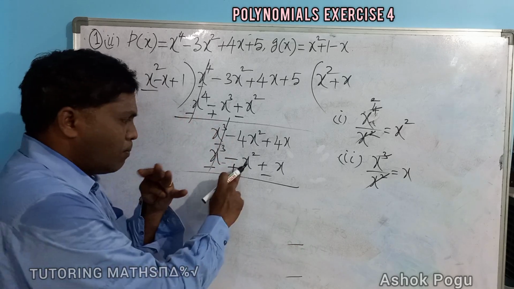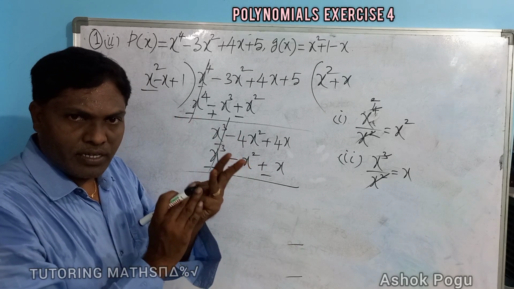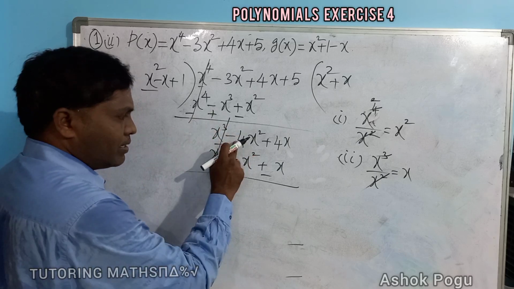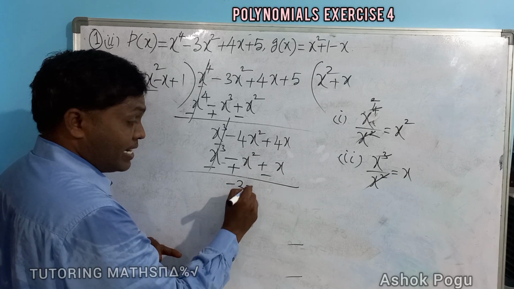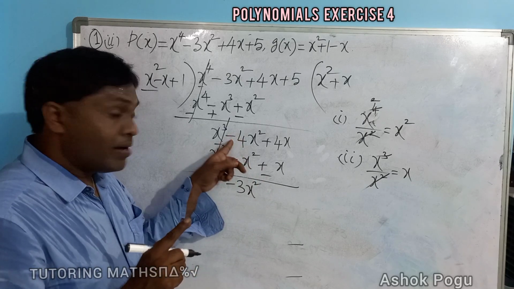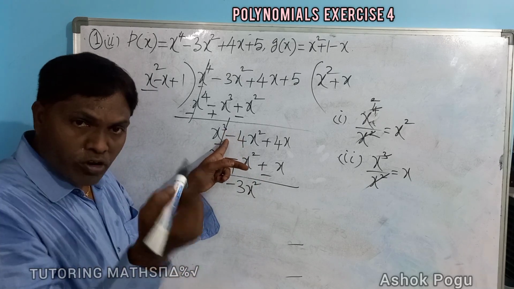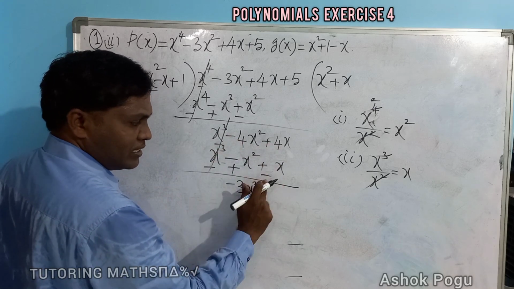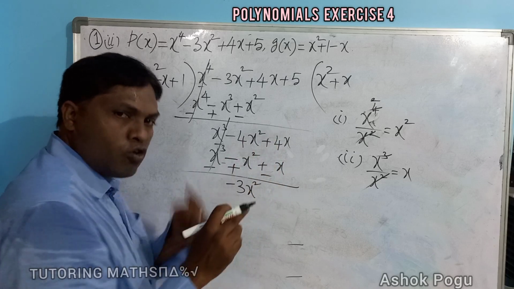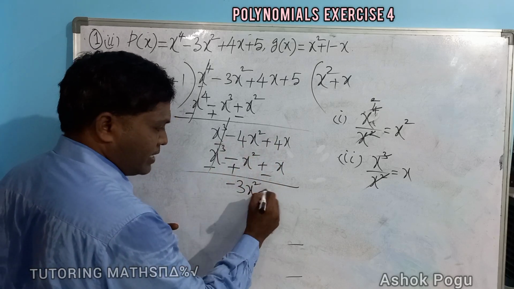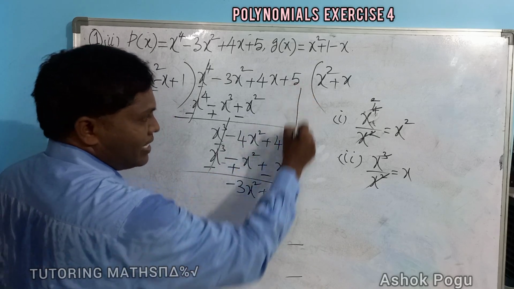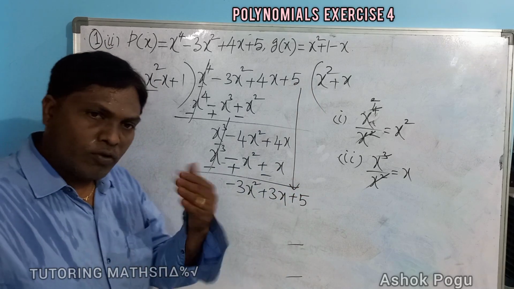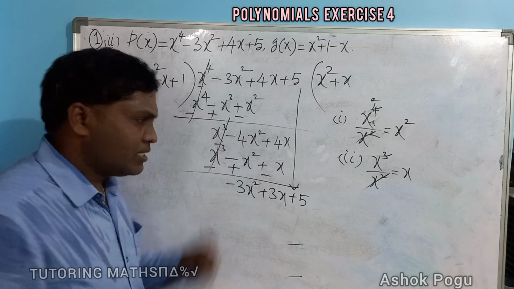Minus 4 plus 1. You take it. You just subtract 1 from 4. You get 3. But it is minus 3x square because the big number is negative. So negative dominates. Therefore you get minus 3x square. Plus 4x minus 1x, 4 minus 1, you get plus 3x. And the last term is left, that is plus 5. And we are going to do the last step of this division.